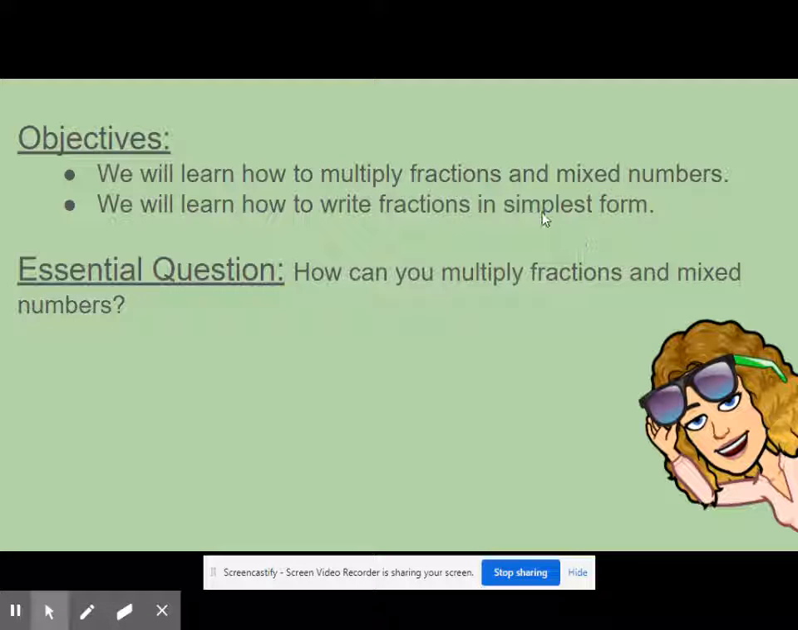That means it's not enough just to multiply. We have to simplify our answer to lowest terms. The essential question is how? How can you multiply fractions and mixed numbers?